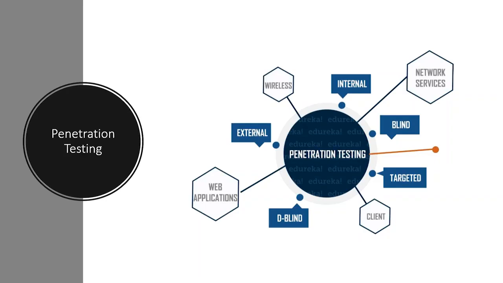Targeted testing is usually performed by the organization's IT team and the penetration testing team working together. In a blind penetration test, the penetration tester is provided with no prior information except the organization name. And in a double-blind test, at max, only one or two people within the organization might be aware that a test is being conducted.